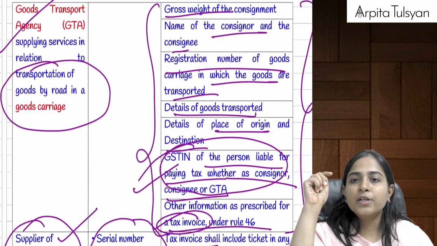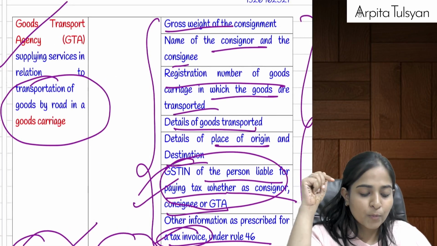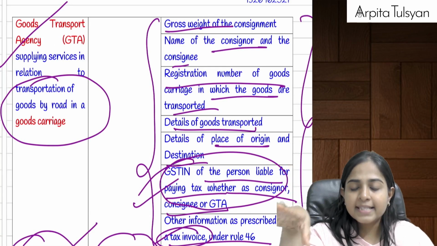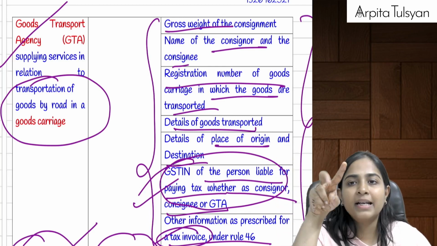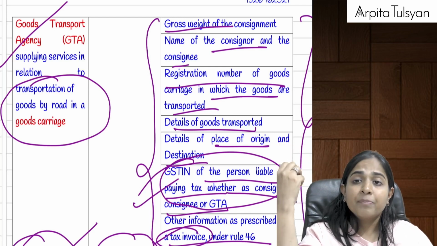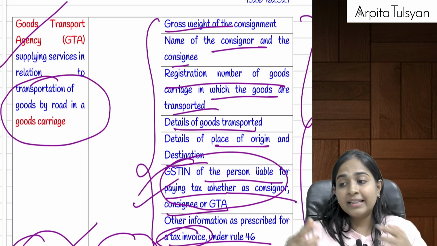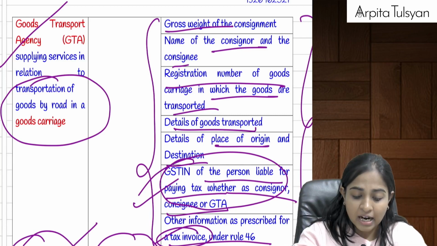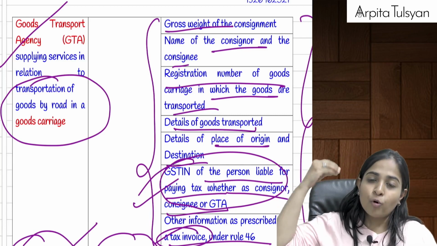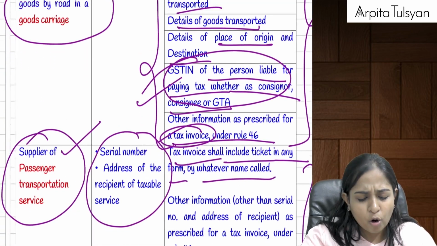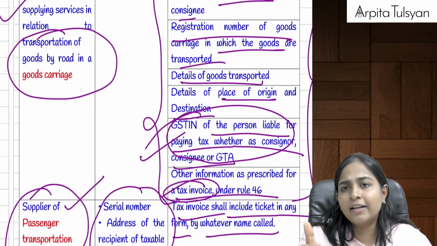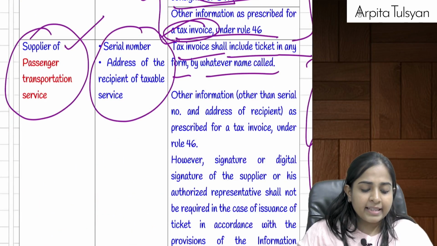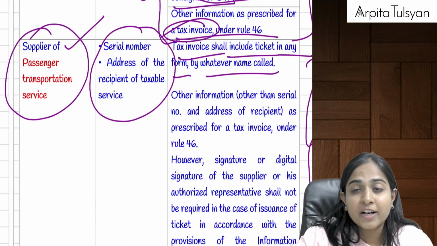Next person who is exempted here is the GTA, who provides services for transportation of goods by road in a goods carriage. In such a case, a tax invoice is not mandatory, but if he issues a document which has the gross weight of the consignment, the names of the consignor and the consignee, the details of the vehicle through which the goods are transported, and the place of origin till the place of destination, then it will be considered a proper tax invoice. Then the third point: supplier of passenger transportation services.